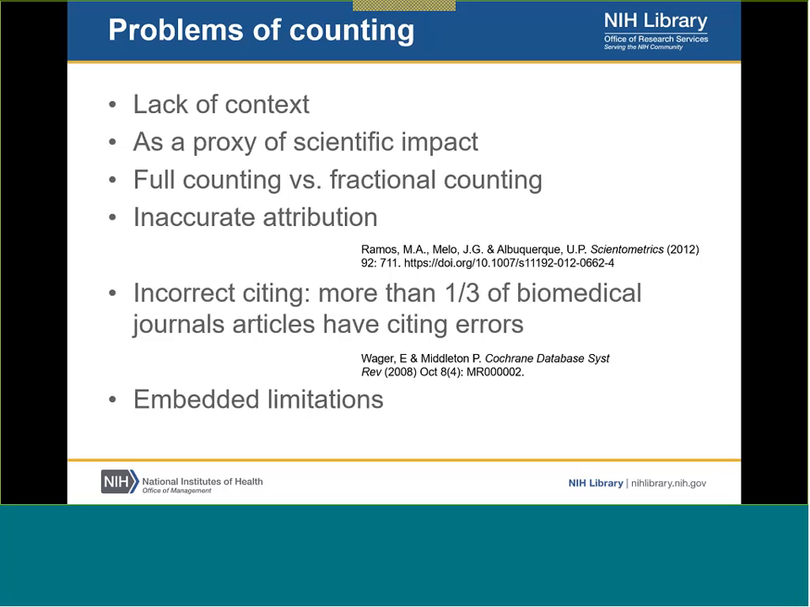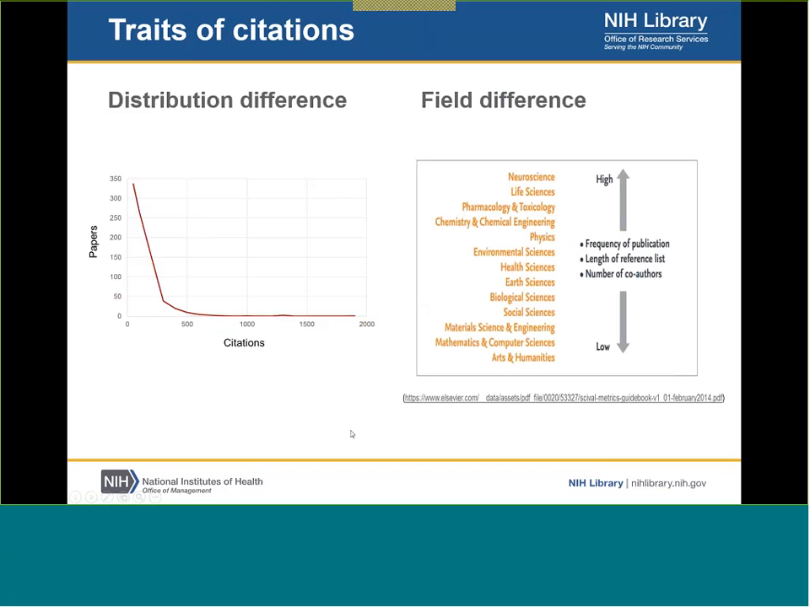And finally, there is the part of embedded limitations about citations. We have talked about the limitation of citations earlier in our sessions, so I'm just going to quickly go over it again so that we can move on. Okay, so this is kind of like a refresher talking about the traits of citations. As we mentioned, there is always the distribution difference of citation, and it is not a normal distribution.